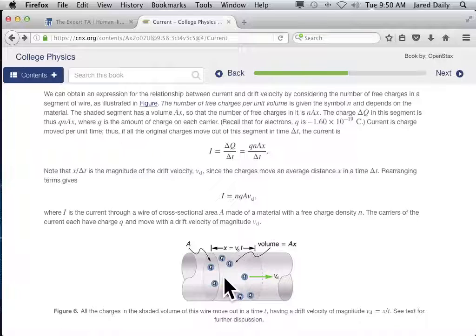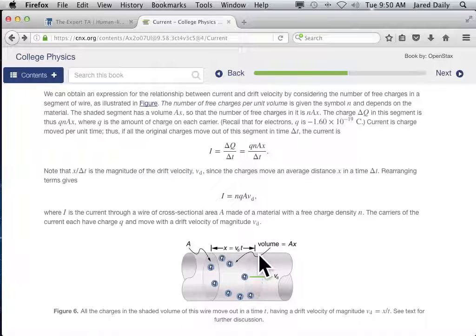So what we do is we start to think in terms of how many charges are in this volume of the wire. So we're going to take a length of the wire times this area, which will give us a volume. And the length is going to be determined by the velocity of the charges times the time that they pass through. So it's going to be our drift velocity times time will be this distance x.